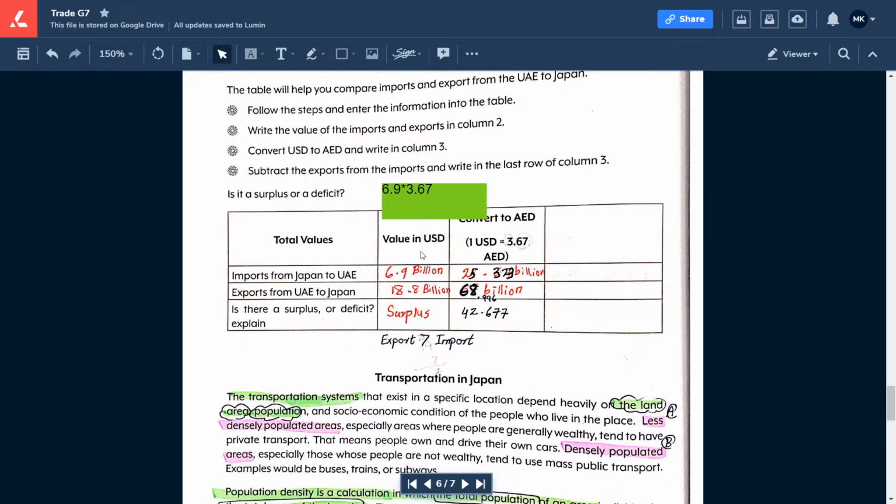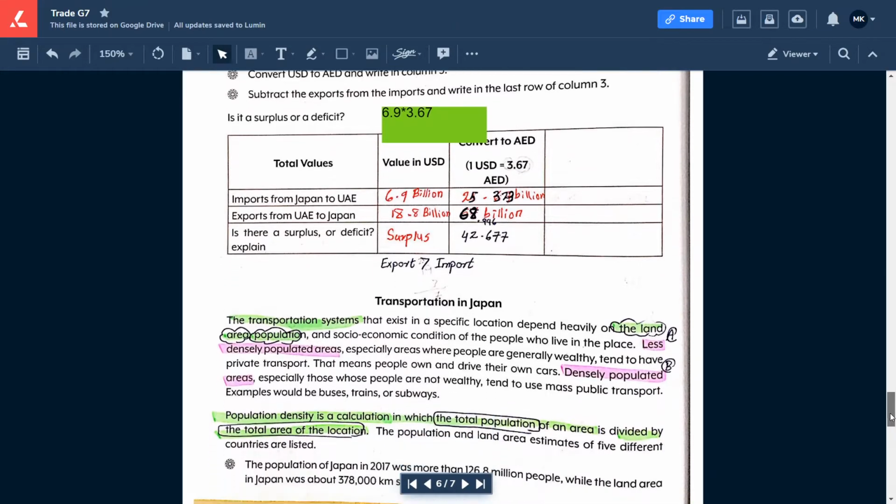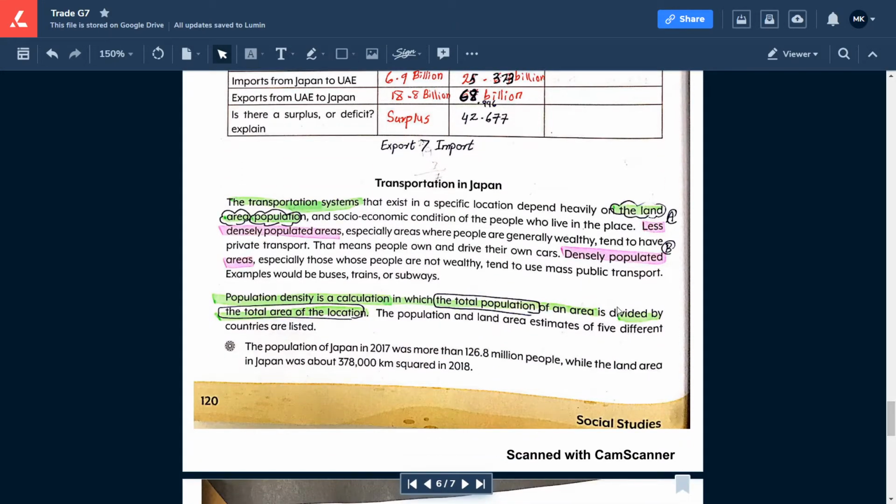You're going to have another exercise. It's homework. I'm going to attach that homework, and you're going to find it on the Horizon portal, on the Communicate button. Okay. Now let's shift to the other part of the lesson, transportation in Japan.